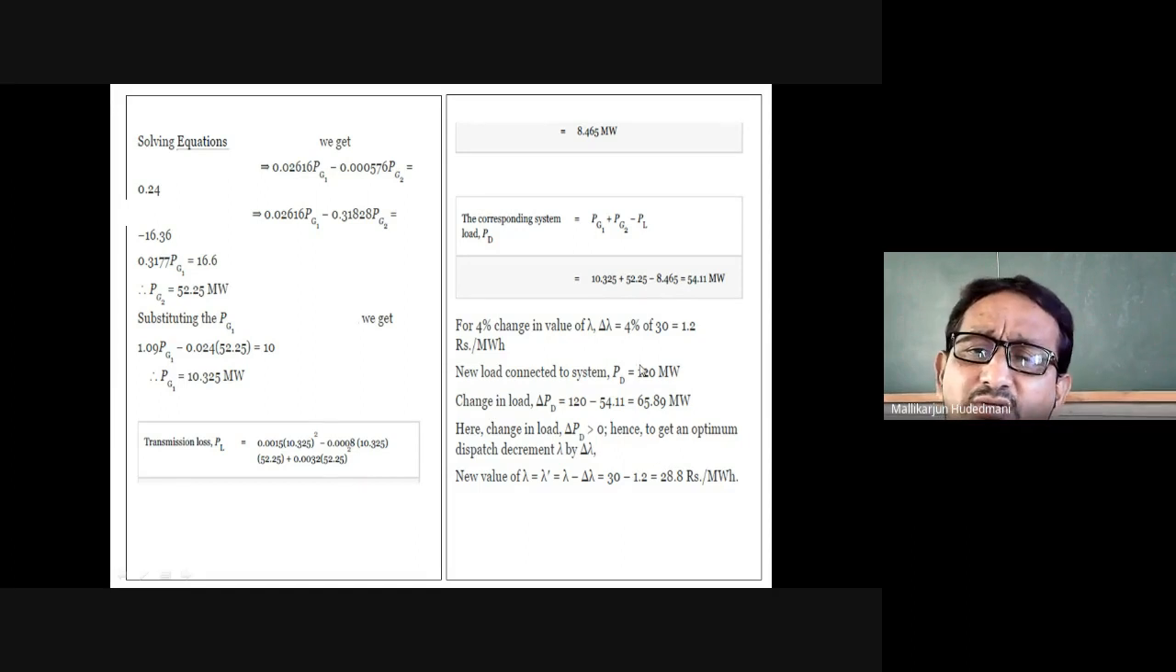So just know this: if the system load is increasing, lambda must decrease. If the system load is decreasing, lambda must increase. This is the relativeness of the delta lambda. This problem just gives an insight. As the load is increasing, lambda is to be decreased. So you subtract 4% of the value from 30. 28.8 is the rupees per megawatt hour.